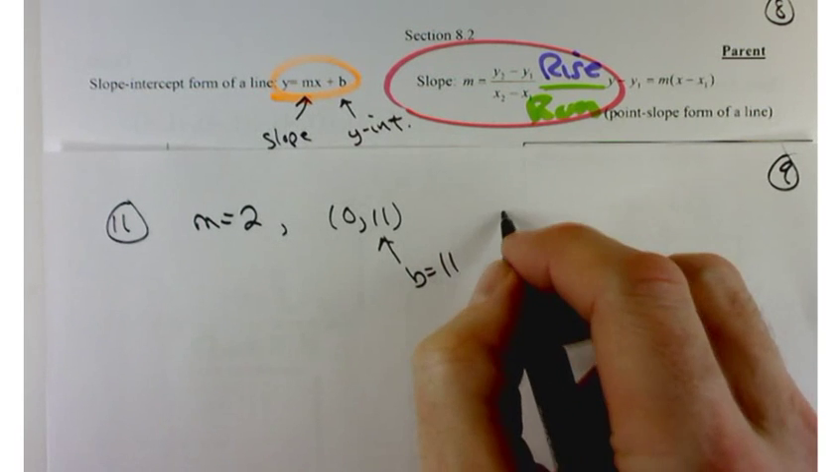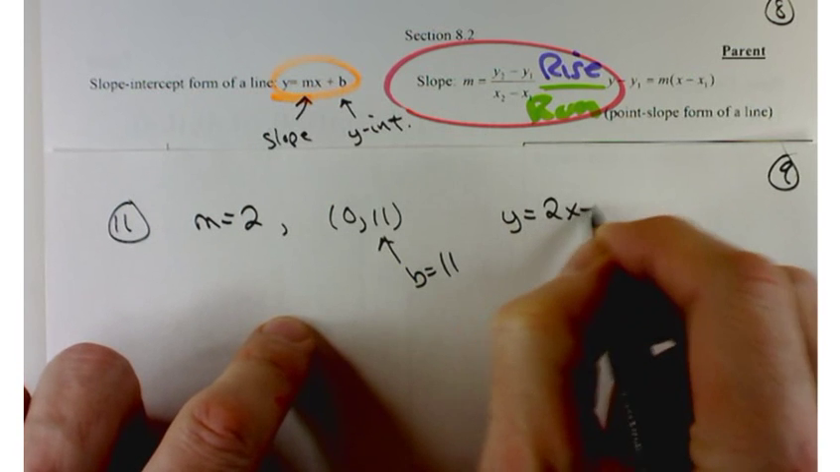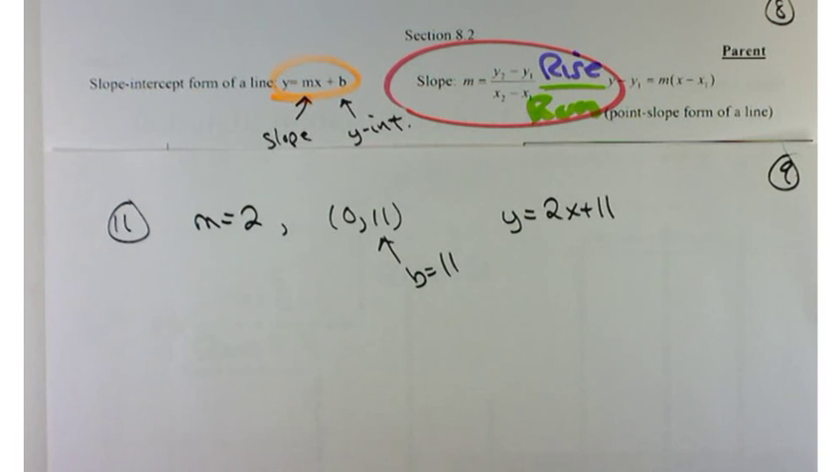Well, we got enough for our equation. Y equals 2x plus 11. And that's it. You're done.